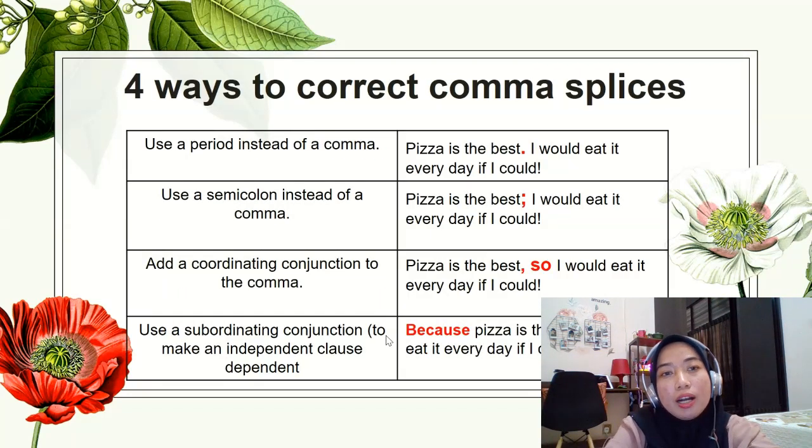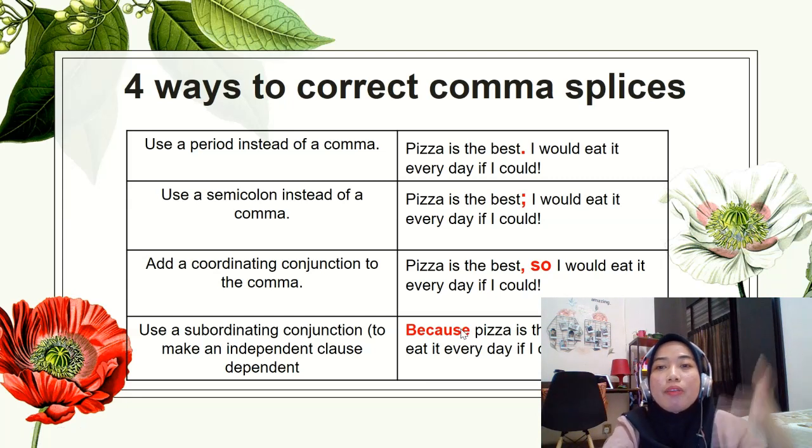Right, so as I mentioned, ways to correct comma splices could be either you put a full stop and then you capitalize the first letter that comes after that, or you can put a semicolon, or you can put a conjunction, basically restructuring some words. All right, this is how you correct comma splices.